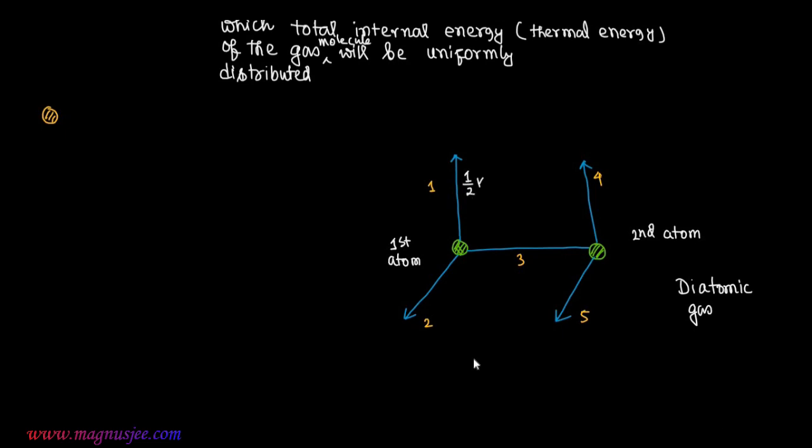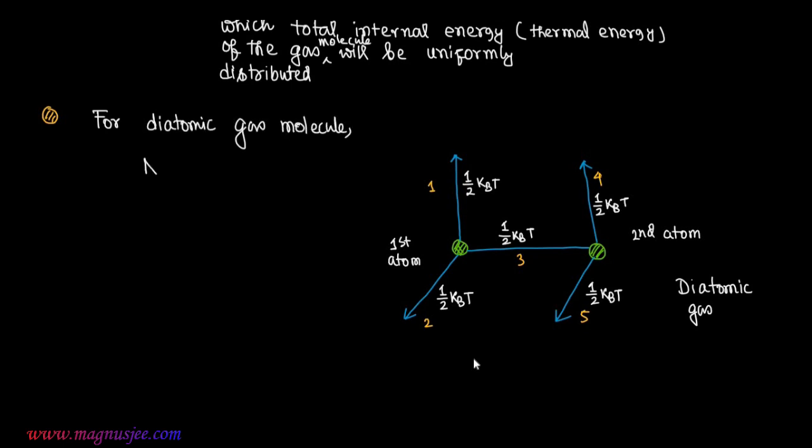The amount of internal energy in each direction is half kT. So half kT is the amount of thermal energy in each direction. For a diatomic gas, the number of atoms in each molecule will be n, capital N. Capital N is the number of atoms in a diatomic gas and the value of the number of atoms is 2.